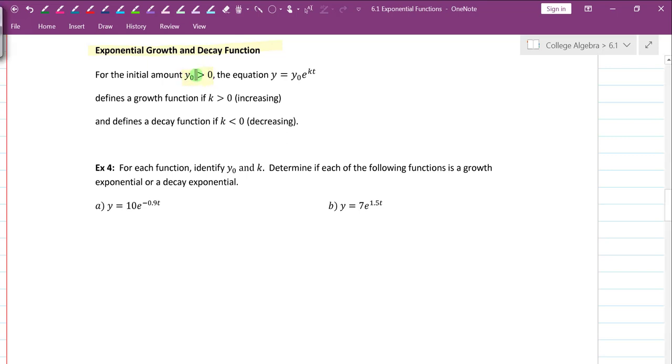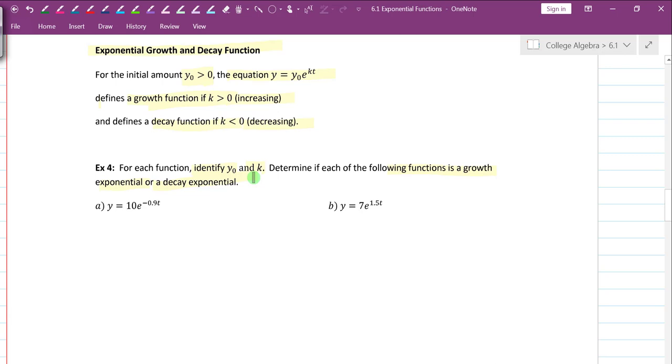And the equation is y equals y naught, the initial amount that we have, times e to the kt. If k is greater than 0, we have an increasing function. If k is less than 0, we have a decreasing function. So we come down to number 4, and it says for each function, identify y naught and k, and then determine if they are growth functions or decay functions.